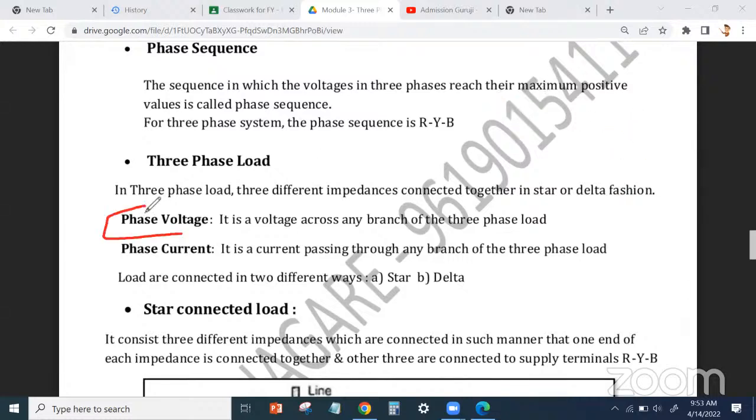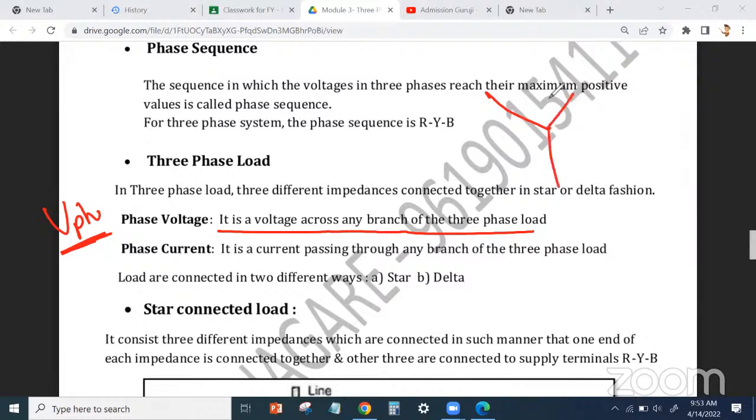तो what is the phase voltage? तो फेज वोल्टेज क्या है? It is VPH. So what is the phase voltage? It is a voltage across any branch of the three phase. तो कोई भी ब्रांच में से, this is starting the first branch, second branch, third branch. तो कोई भी एक ब्रांच में से जो कुछ वोल्टेज होगा, that is one of the phase voltage.